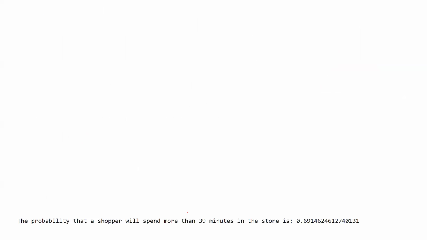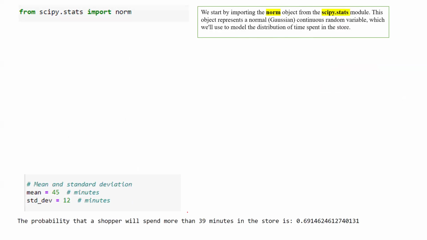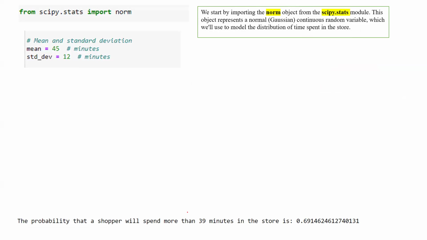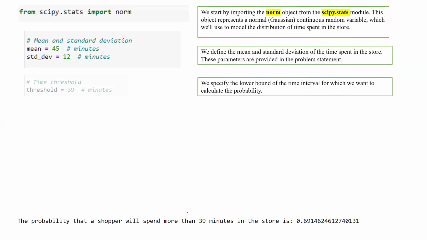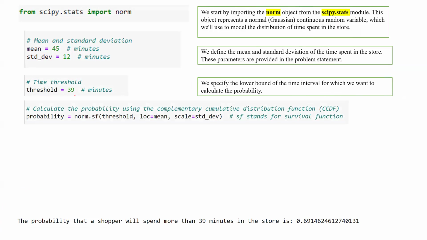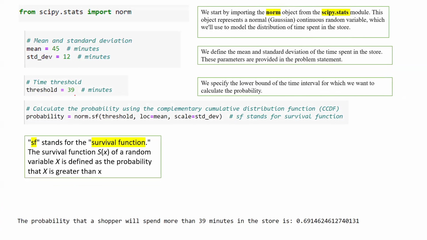Well, in using your Python, first import norm from scipy.stats, then set the mean equal to 45 minutes, standard deviation 12, you need that for the scale. And then I want you to specify the lower bound, which is going to be 39 minutes, because you're looking for the probability that people spend more than 39 minutes in the store. Now, I want you to use the survival function, SF. SF stands for survival function.